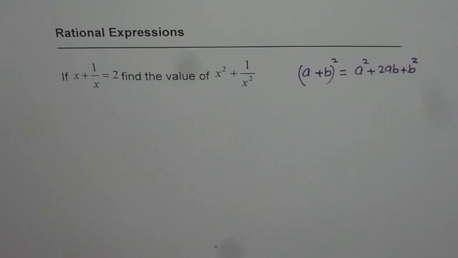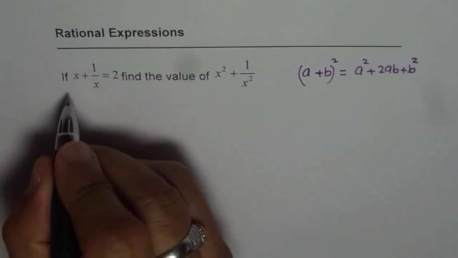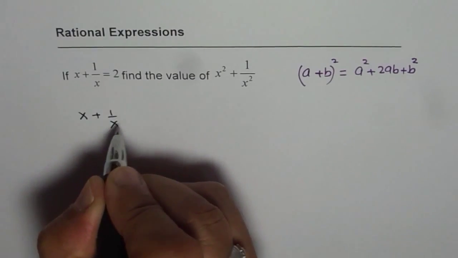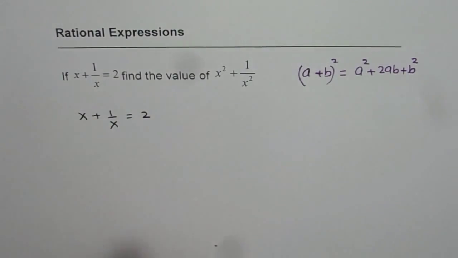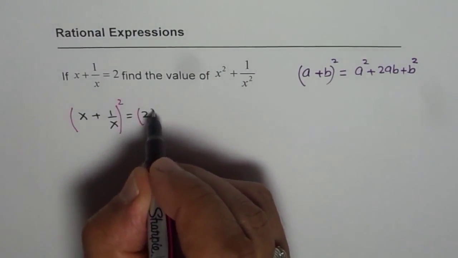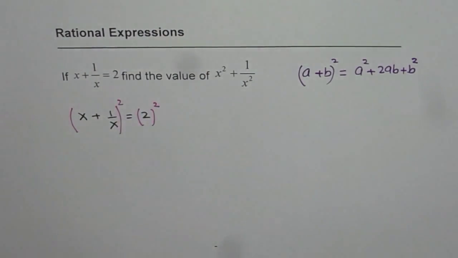So well, here is the solution. Let's apply the formula. To apply the formula, let's rewrite the question, which is x plus 1 over x equals 2. Now what I'm going to do is square both sides, left side as well as the right side. So if I square it, what do I get?